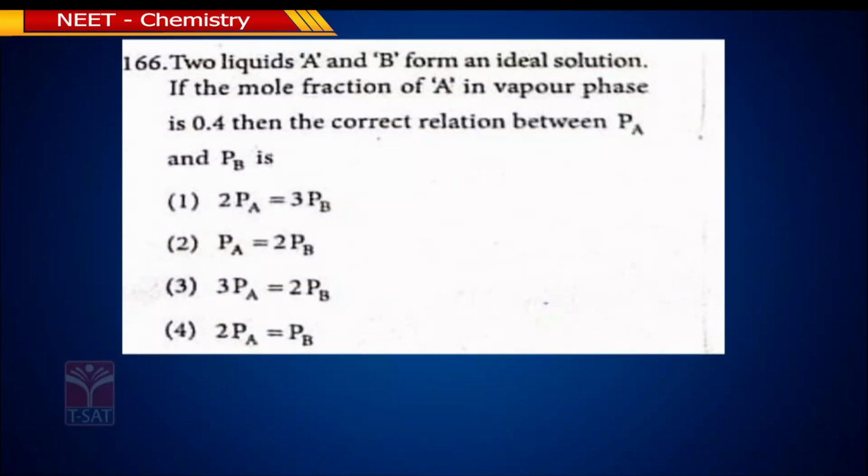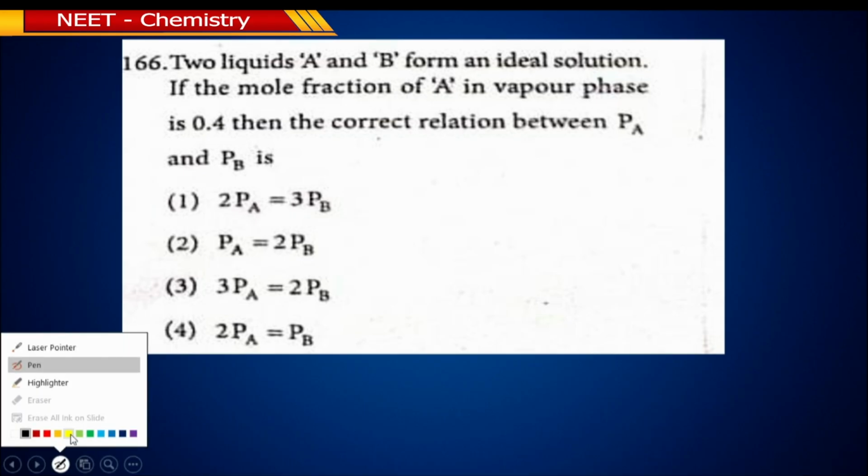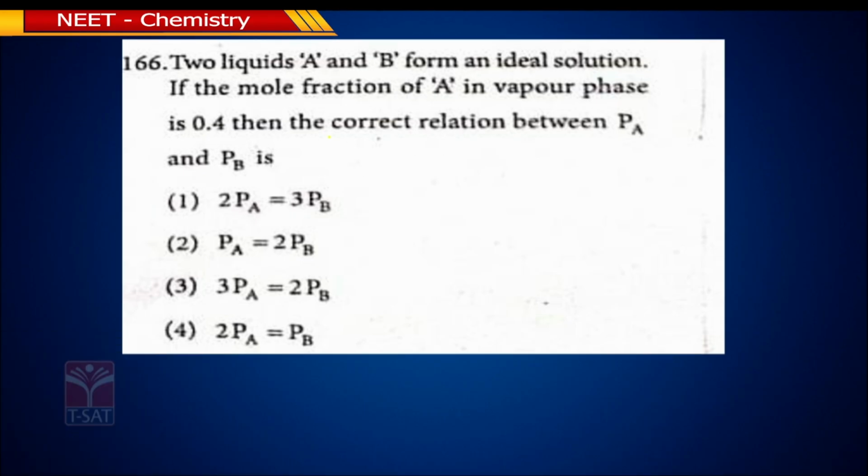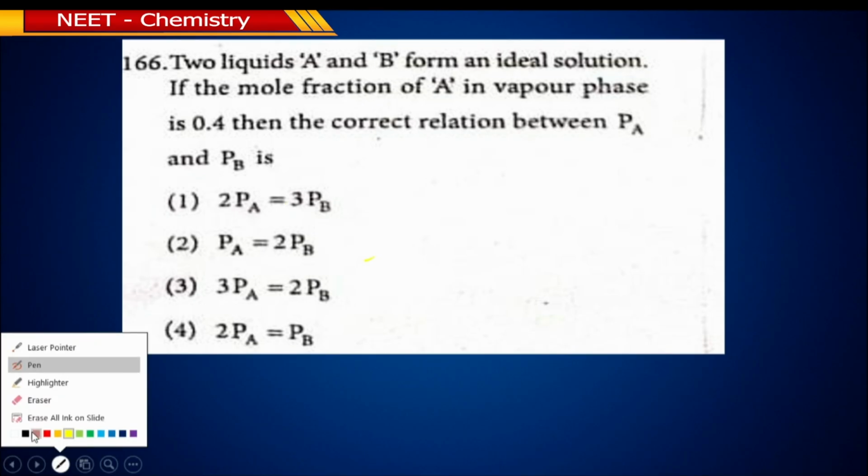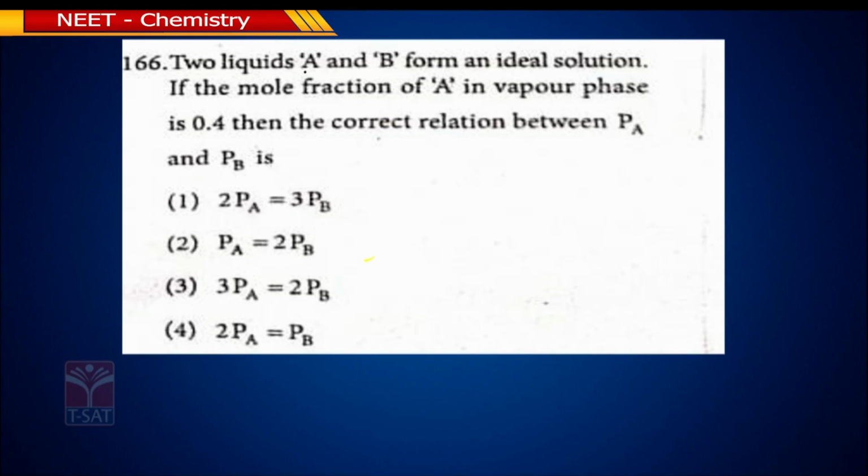And this question, see, this question is from the solutions chapter. This is the very first chapter in second year physical chemistry, right? So two liquids A and B, he says, form an ideal solution. If the mole fraction of A in vapor phase is 0.4, then what is the correct relation between PA and PB? So partial pressure he is asking.